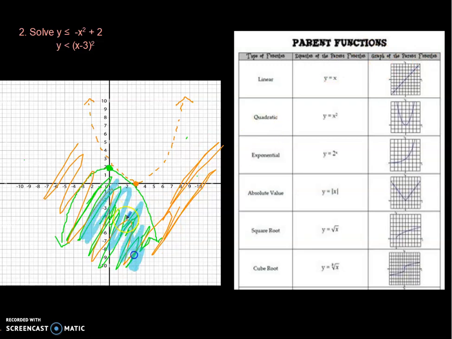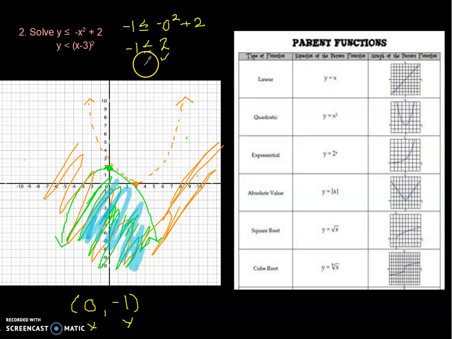So you can pick a point anywhere here where there was double shading. I'm going to pick (0, -1). And to check if my answer does work, I'm going to replace each variable with its respective x and y. So -1 is less than -0 squared plus 2. 0 squared, there's no such thing as -0, it's a neutral number. 0 squared plus 2 gives me 2. And -1 is less than 2, so it works for the first one.